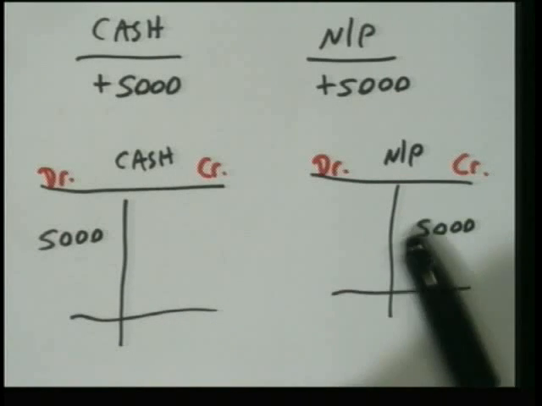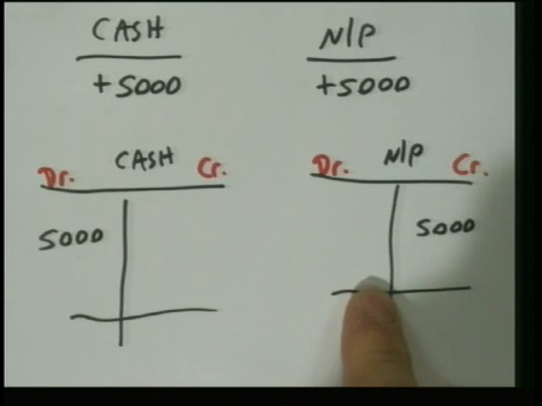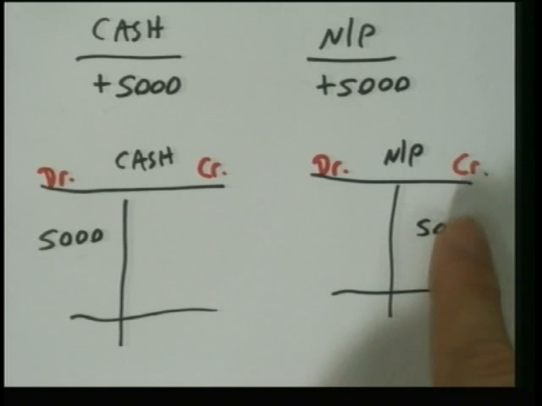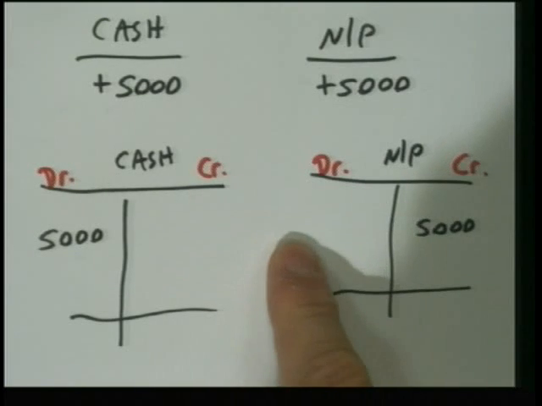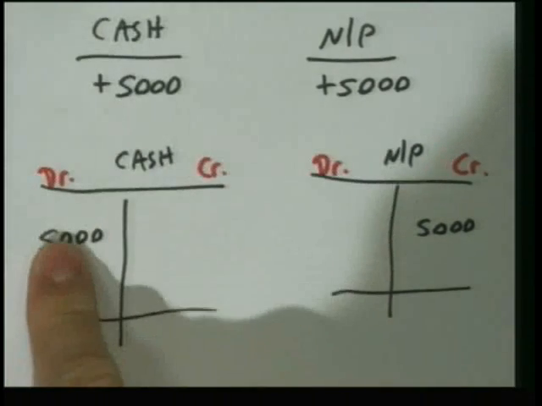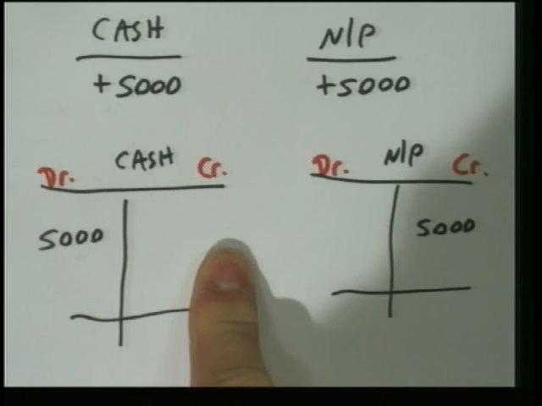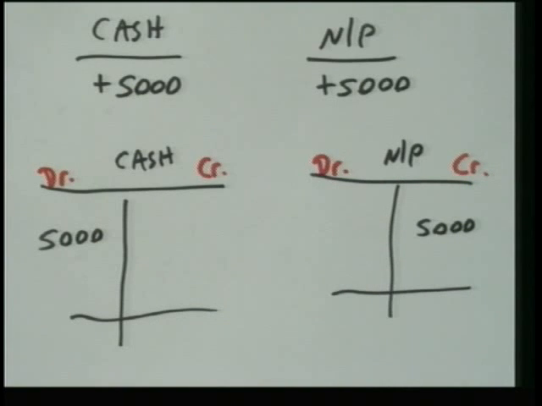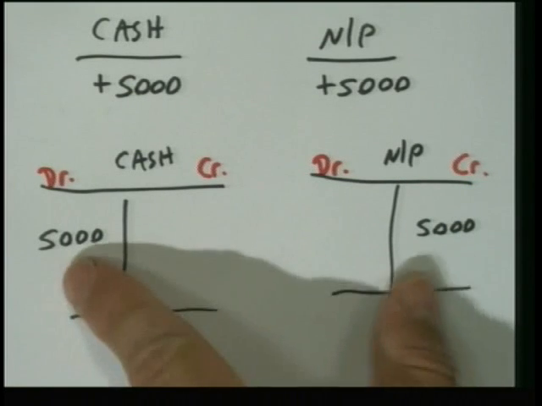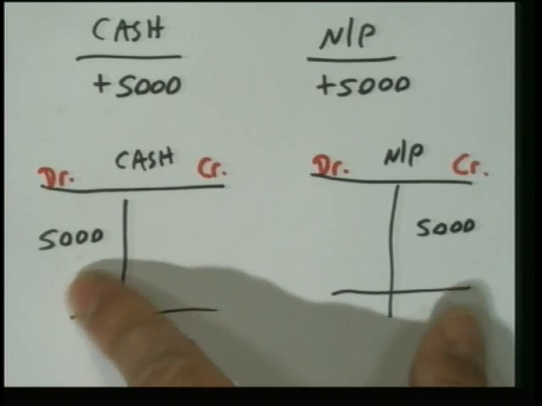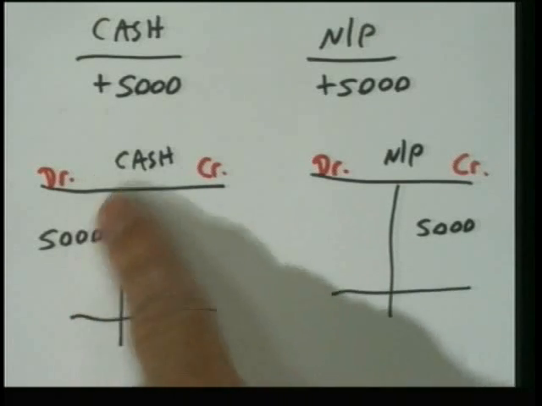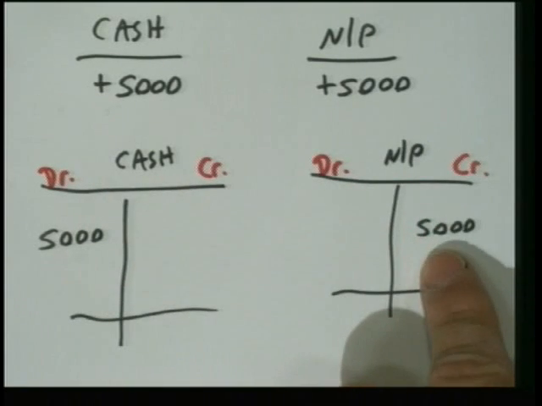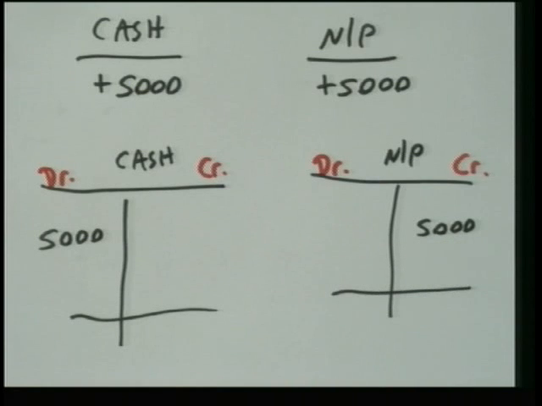Regardless of the account, opposite sides of the line, opposite effects. So if this is an increase, then this side is a decrease. If this is an increase, this side is a decrease. Opposite sides of the line, opposite effects, right? But in this case, they both increased. The increase for cash is on the debit side. The increase for notes payable is on the credit side, right?